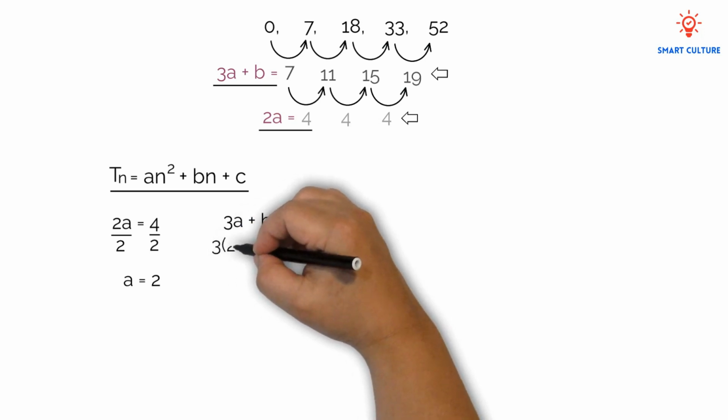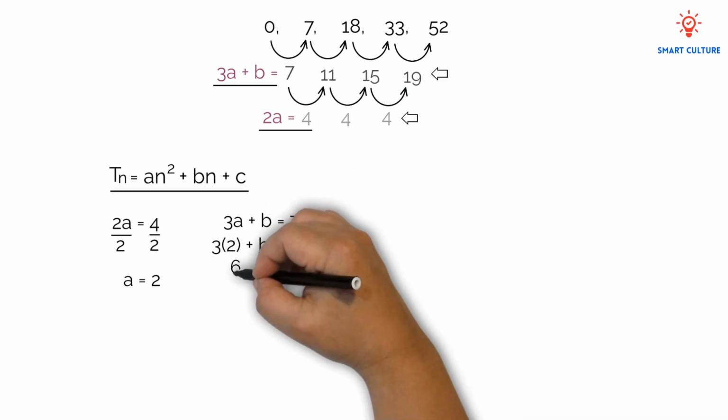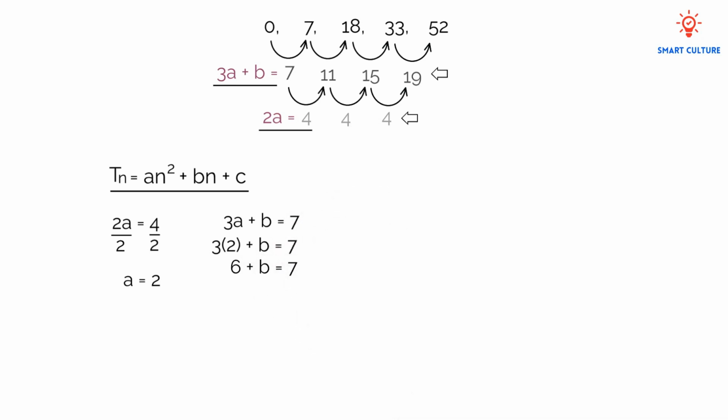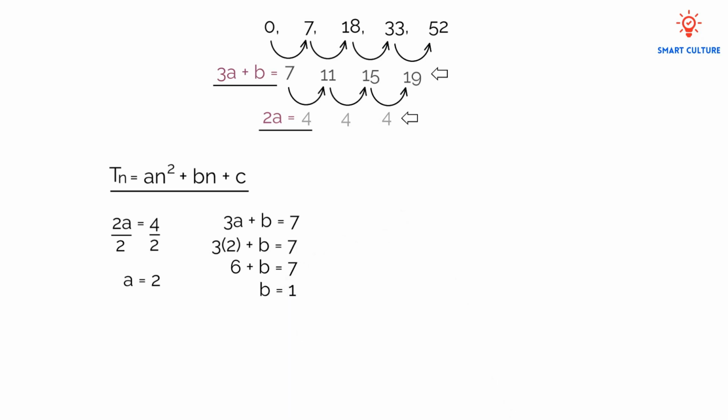So then we sub in the value of a, which is 2, into this formula. Then we have 3 times 2 plus b is equal to 7. 3 times 2 is equal to 6. Remember, we want to solve for b, so we move the 6 over to the other side. So you'll see that b is equal to 1. So we have the value for a, we have the value for b.